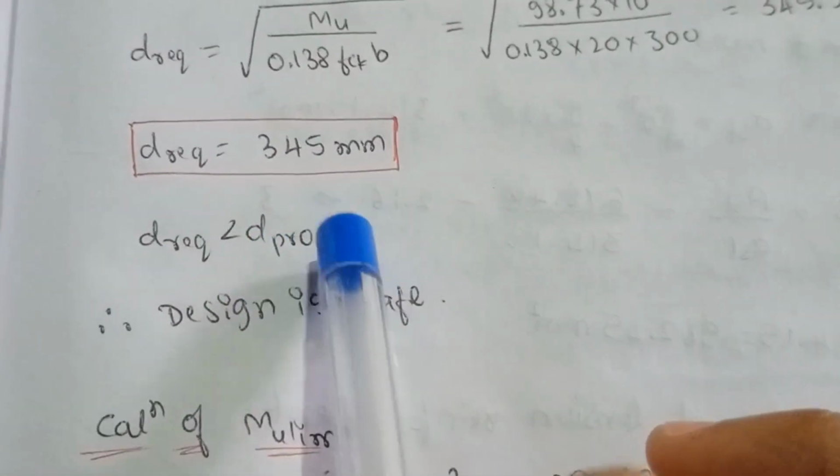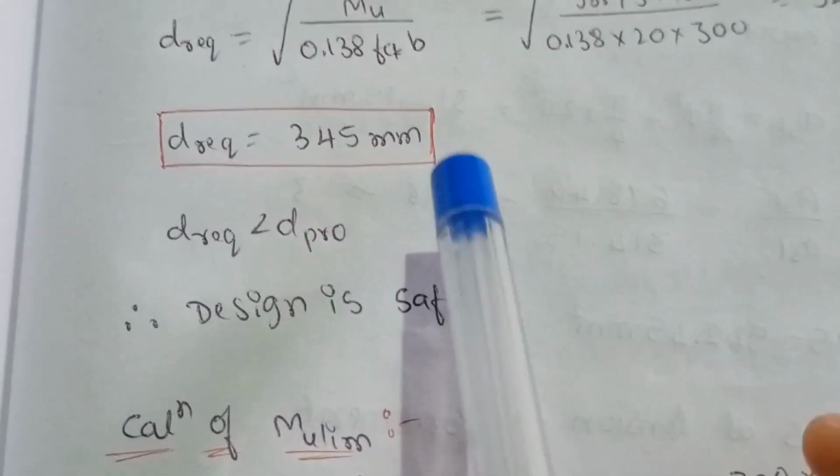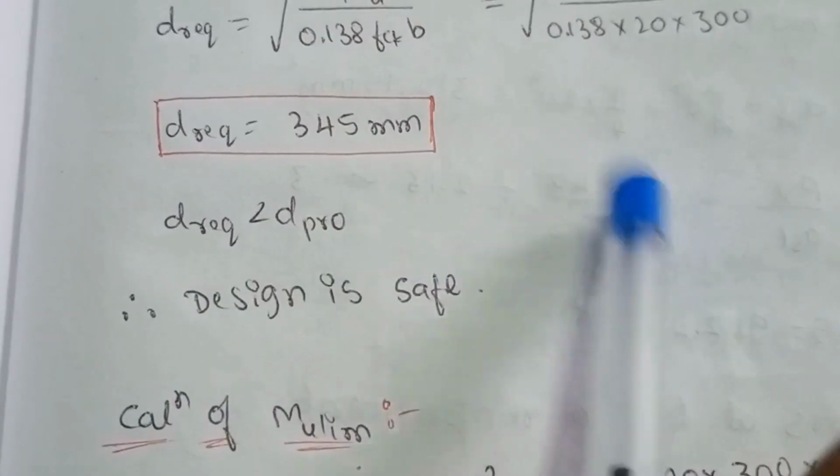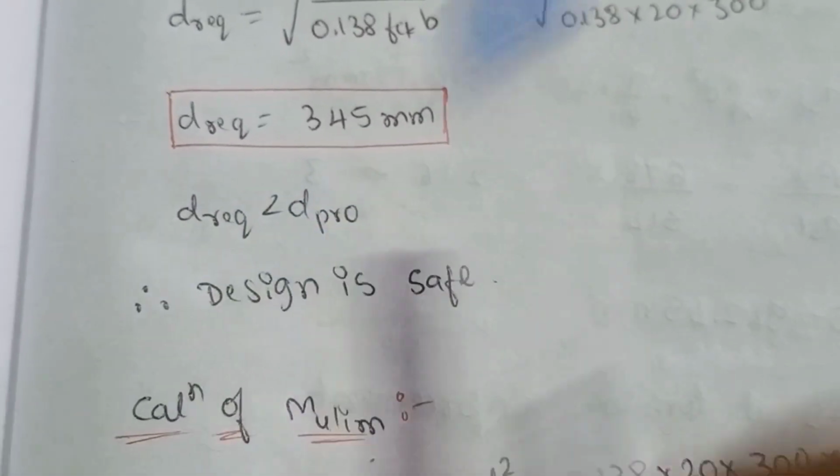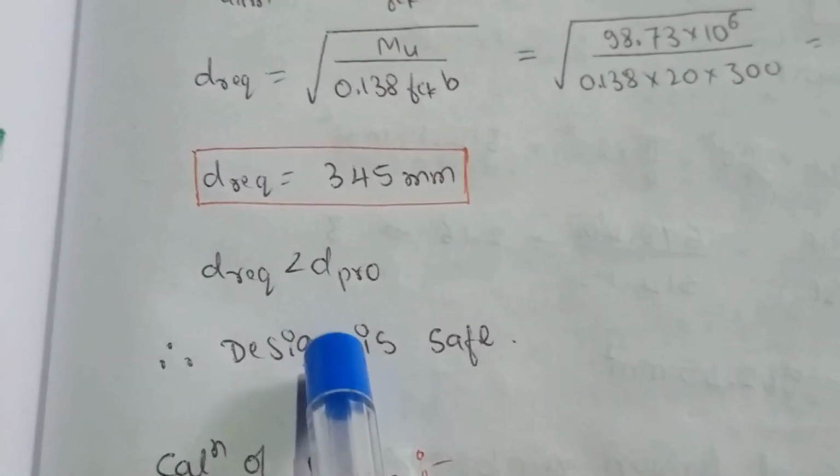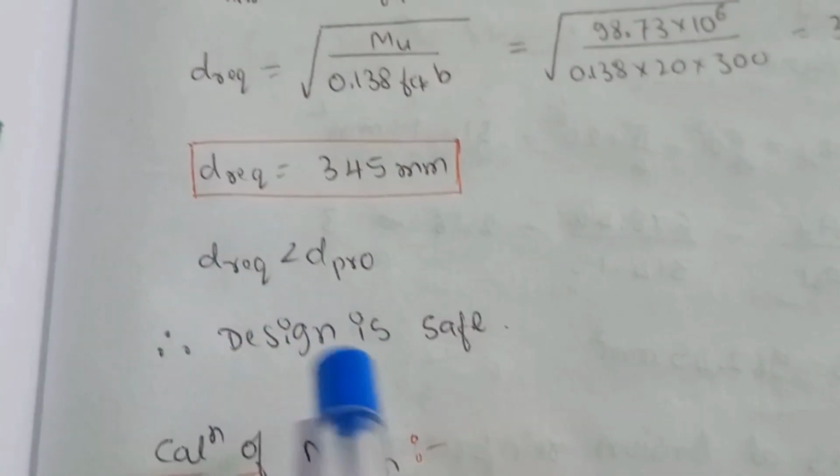So the d which we are provided is 450 mm. So our d provided is greater than d required. Hence our design is safe.